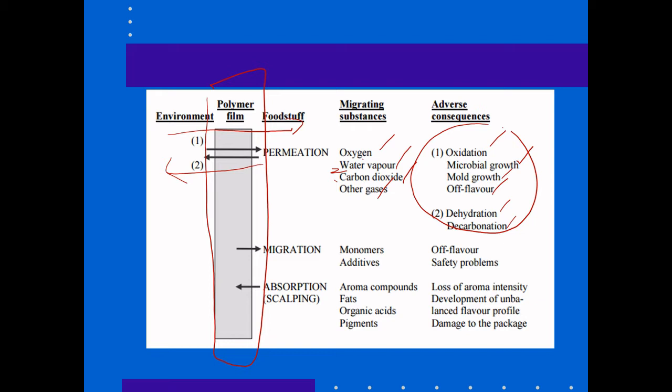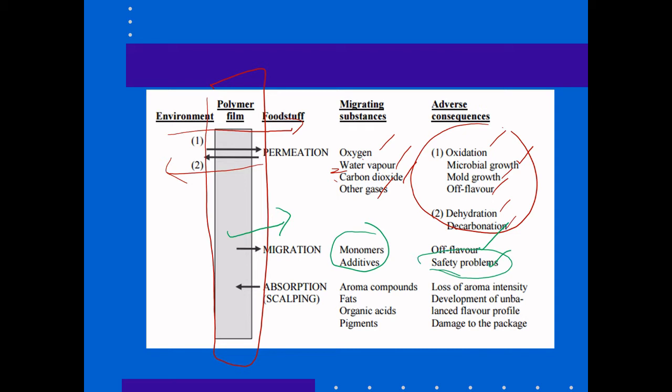Next is migration. Now, migration can occur from the polymer film or the packaging material to the foodstuff. Means, what are the migrating substances? Of course, from the polymer film itself, which are either monomer or the additive used on the packaging material. And these could lead to off flavor and also safety problems. Okay, safety means the ink used on the polymer film, for example, migrated to the foodstuff and you eat. Okay, so that leads to the health issue. So safety problem there.